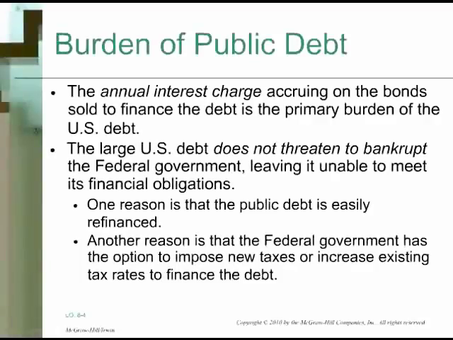Public debt is a burden on the economy. The annual interest charge accruing on the bonds sold to finance the debt is the primary burden of the U.S. debt. However, the large U.S. debt does not threaten to bankrupt the federal government, leaving it unable to meet its financial obligations.